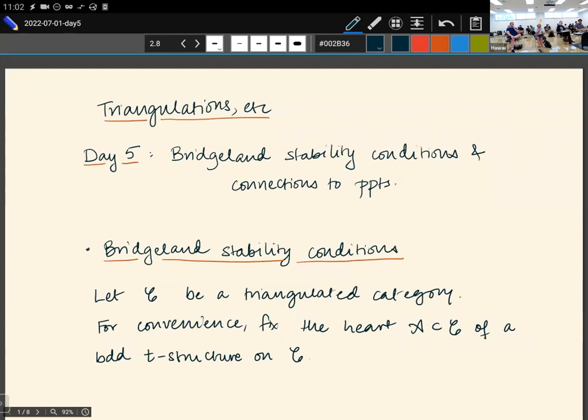I mentioned yesterday that if you have a triangulated category, whatever that is, you may sometimes have something nice, which is the heart of a bounded t-structure on it, which helps you break that category up, or objects of that category up, along this heart. And then you're reduced to just looking at objects in an abelian category, which makes your life a bit easier. So for convenience, I'm going to fix the heart of a bounded t-structure on my category.